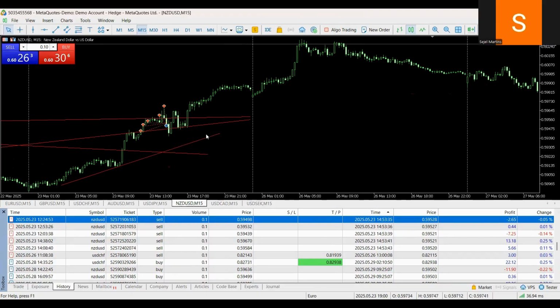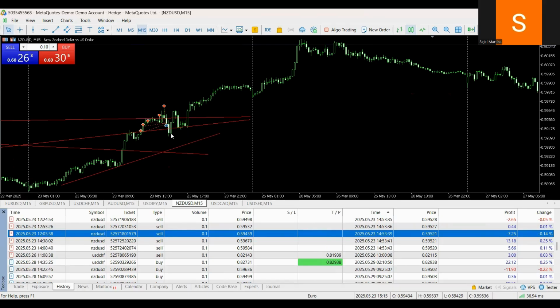So it was kind of a DCA trade. I took a trade over here, another one over here, another one over here. So I closed all of them at kind of a break even, making quite a good amount of profit. So it was a good trade.